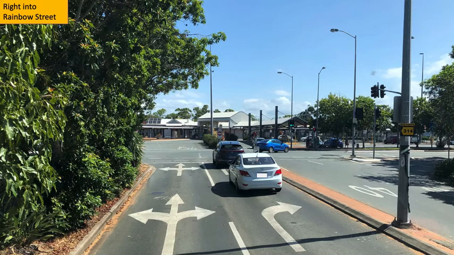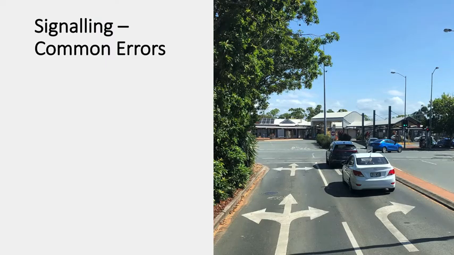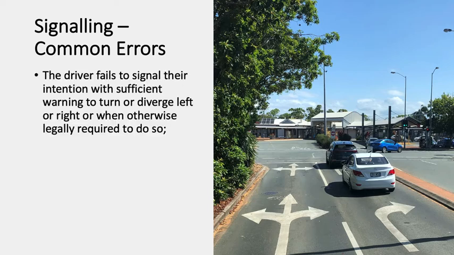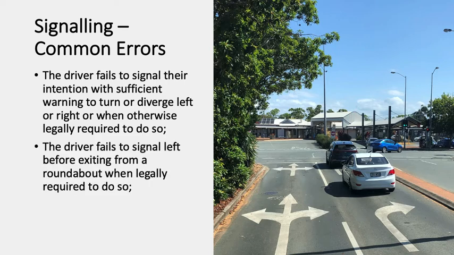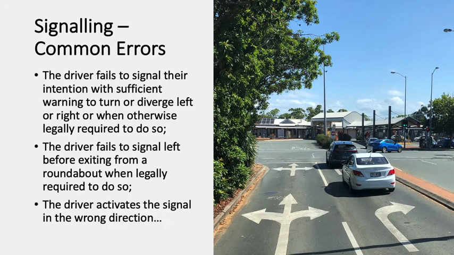Let's take a look at the right turn into Rainbow Street. Here we have painted arrows on the road. The left lane goes left, straight or right, and the right lane goes right only. Signalling, common errors. The driver fails to signal their intention with sufficient warning to turn or diverge left or right, or when otherwise legally required to do so. The driver fails to signal left before exiting from a roundabout when legally required to do so. The driver activates the signal in the wrong direction.